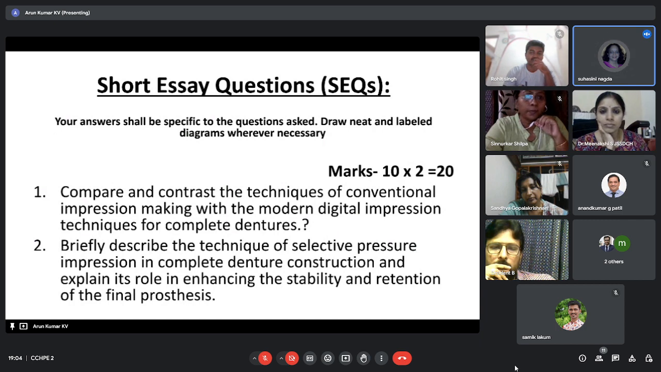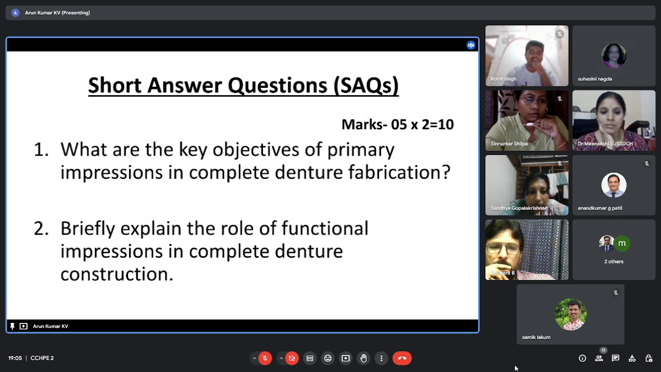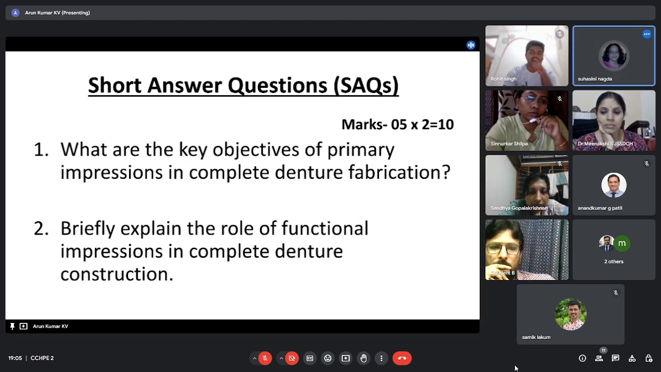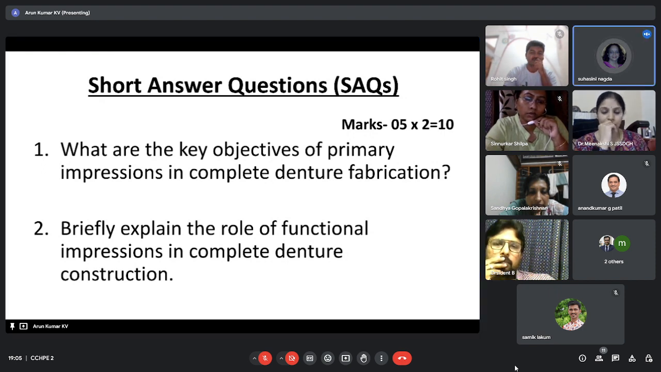Okay, briefly explain the functional impression. That's okay for 5 marks. Is it okay for 5 marks? Role, it's written role, ma'am, so it needs to explain the role rather than anything else. So functional impressions, what are the roles in the complete denture construction where it can be employed? Okay, fine.